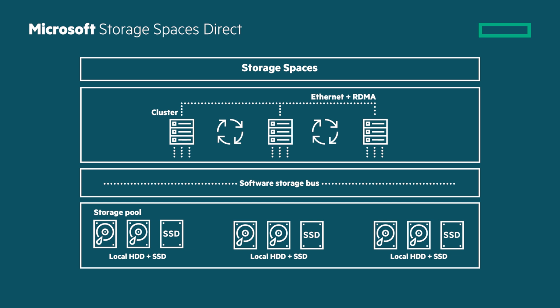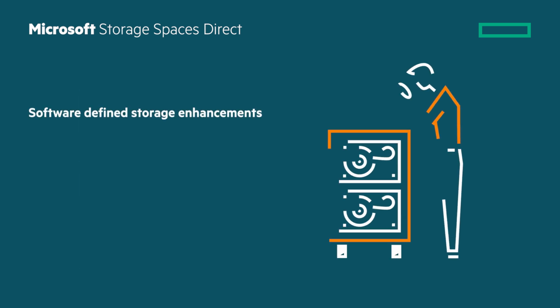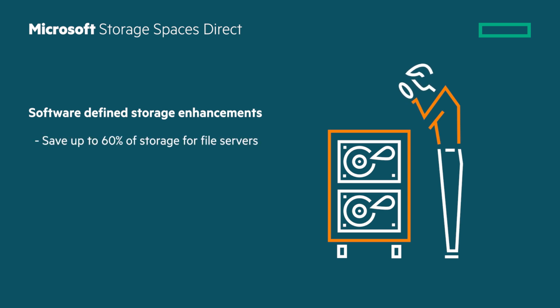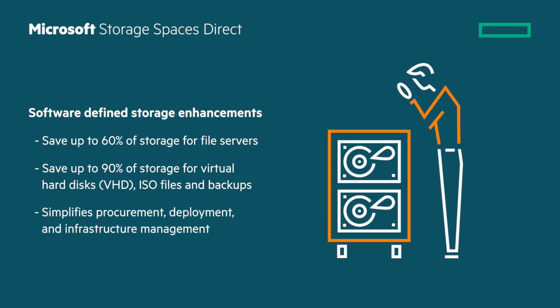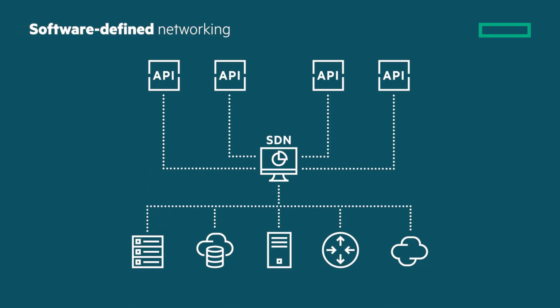With the Windows Server Datacenter Edition, there are software-defined storage enhancements. These can enable users to save up to 60% of storage for file servers, save up to 90% of storage for virtual hard disks, ISO files, and backups. And it simplifies procurement, deployment, and infrastructure management. Windows Server Datacenter uses APIs to communicate with the underlying hardware infrastructure to direct traffic on a network. This enables networks to be configured centrally and simplifies network management.